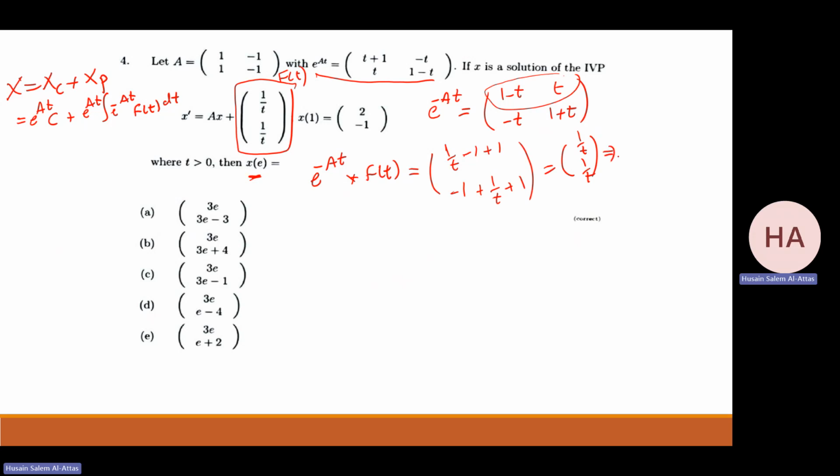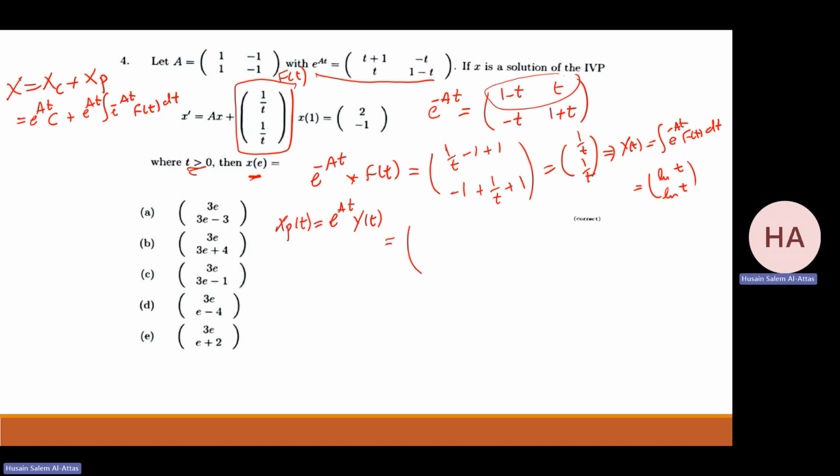What is the integral of that, which is equal to y of t? That's very clear: ln t, ln t, where t is positive. No need for absolute value. Now, what is x_b of t? That will be phi of t, or e to the power At in this case, e to the power At times y of t.